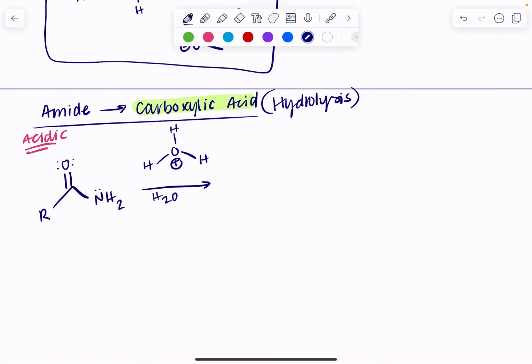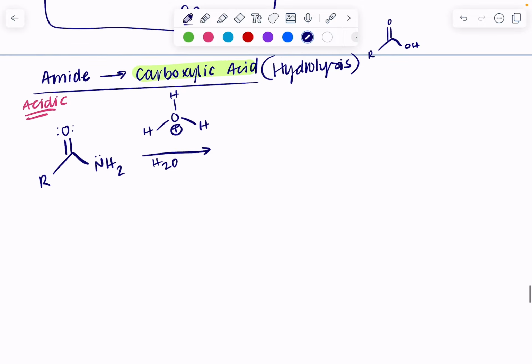Okay, let's look at amides to carboxylic acids. This is hydrolysis. And we're making a carboxylic acid, so we're going to be going from an amide to something with an OH group on the other end. And they call this hydrolysis. So we're going to do it in acidic conditions, and then we can do it in basic conditions. You can do it in both.